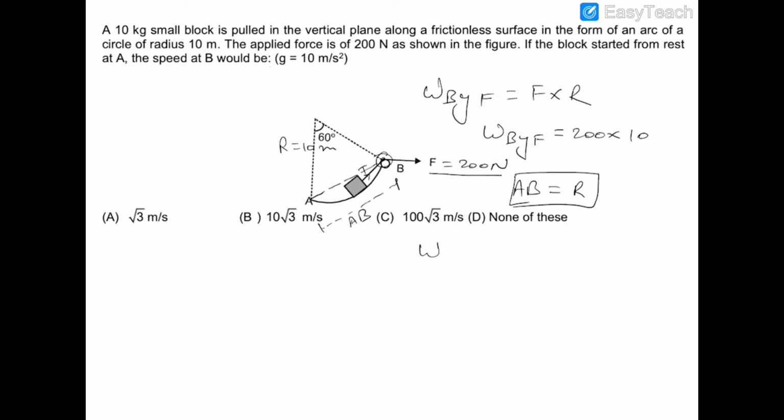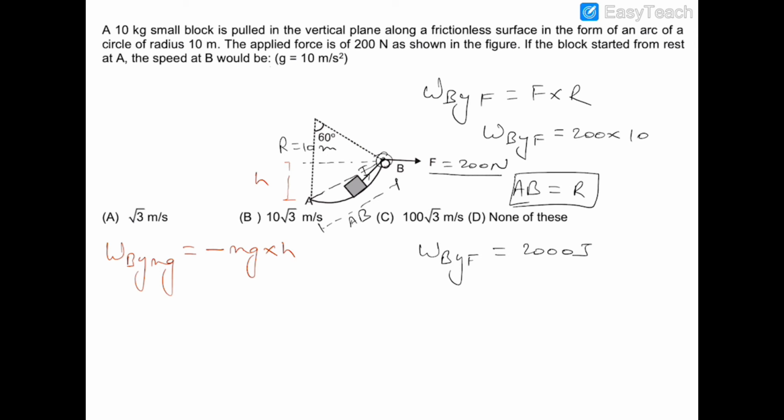So work done by F is equal to 2000 joules. Now when this block has gone up from A to B, it has also ascended some height h, and therefore work done by mg, which is acting in the downward direction, will always be negative, because mg is acting downward and this block has gone in the upward direction in the y-axis. So work done by mg will be minus mg into h.